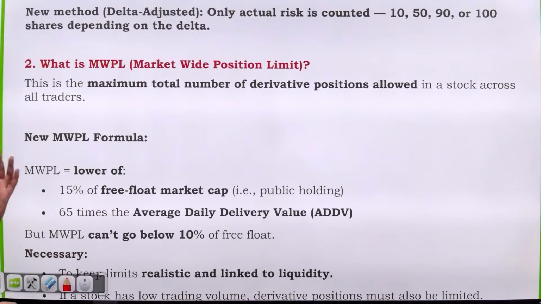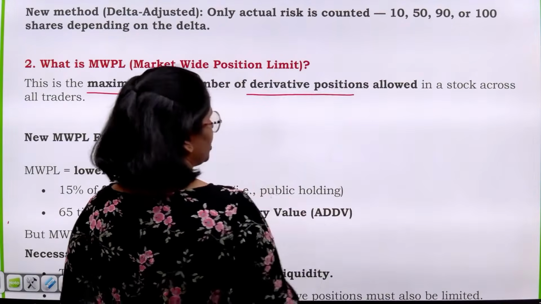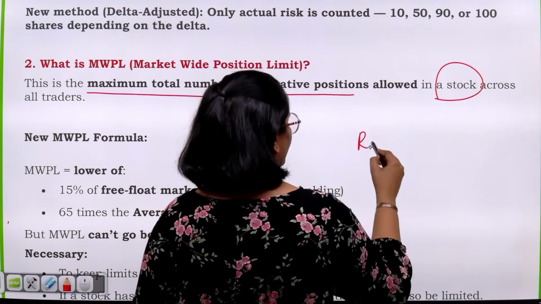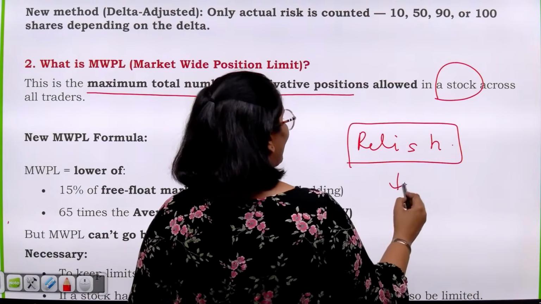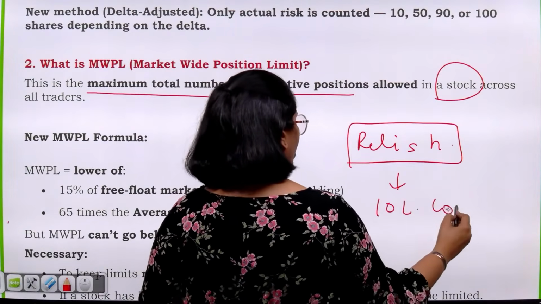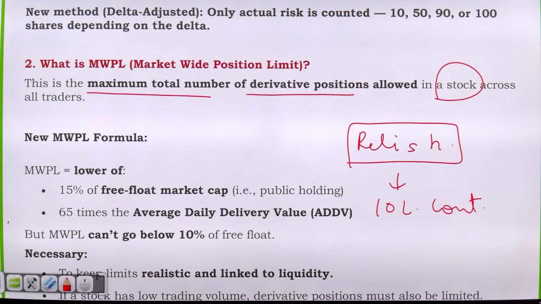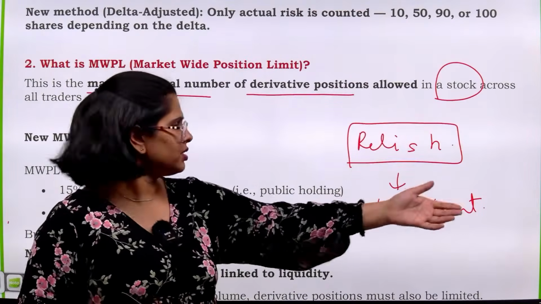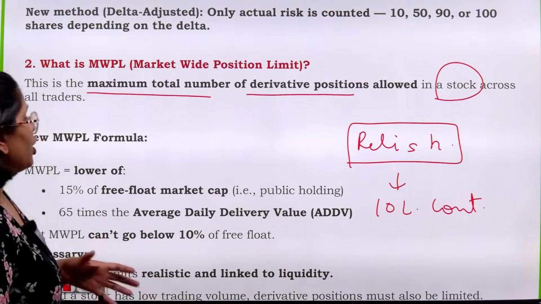Now next is market wide position limit. अब ये क्या है? This is the maximum number of derivative positions allowed in a stock. Suppose I am talking about Reliance shares. So I have said that you can have a maximum of 10 lakh derivative contracts with respect to Reliance shares. ठीक है, मैंने आपको कहा कि आप मैक्सिमम 10 लाख डेरिवेटिव कॉन्ट्रैक्ट्स रख सकते हैं विद रिस्पेक्ट टू रिलायंस शेयर. This is just an imaginary number.